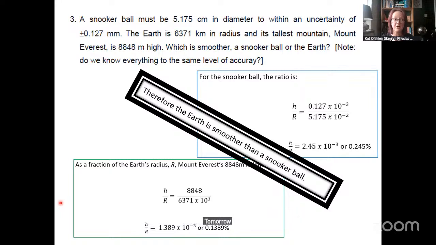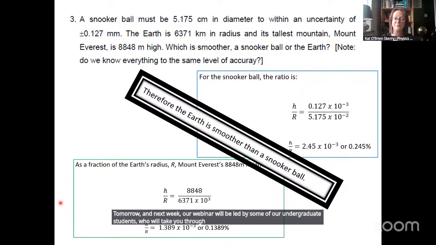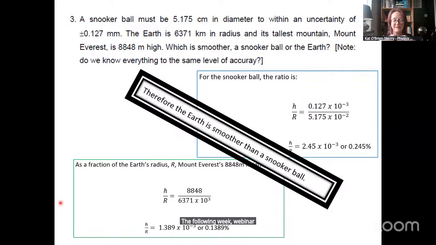And next week, our webinar will be led by some of our undergraduate students who will take you through their own problem-solving approaches. The following week, webinar 3, Rachel will be back talking about a specific topic, optics, one of both of our favourites.